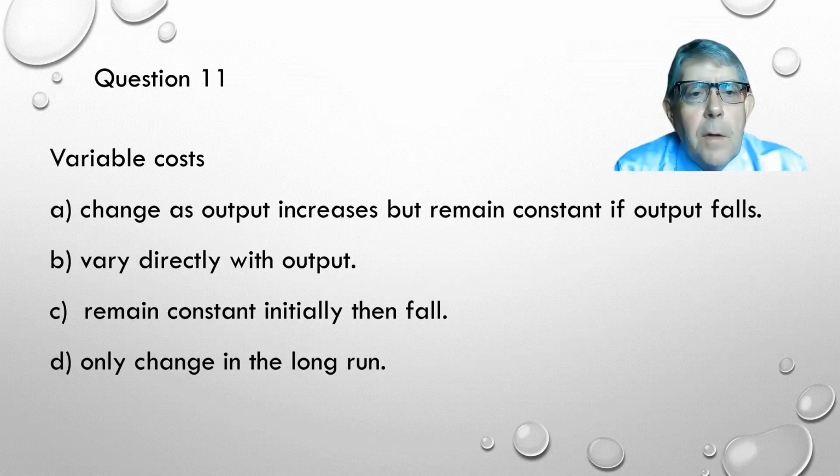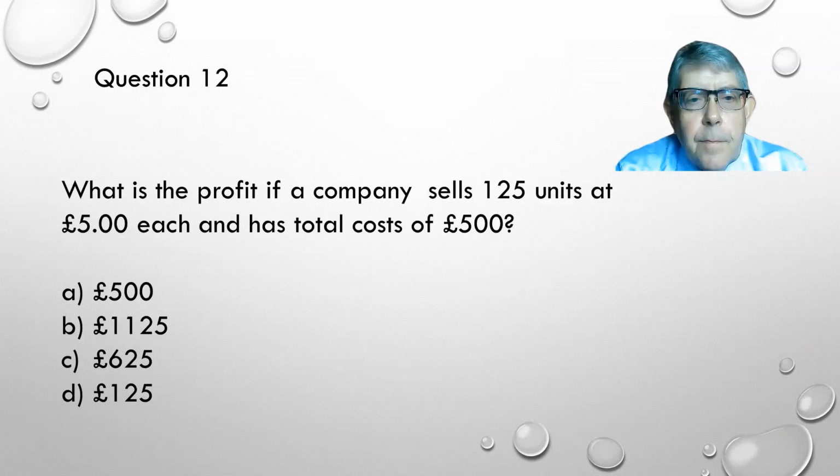Question 11. Variable costs. A, change as output increases but remain constant if output falls. B, vary directly with output. C, remain constant initially, then fall. Or D, only change in the long run. Question 12. What is the profit if a company sells 125 units at £5 each and has total costs of £500? Is it A, 500, B, 1,125, C, 625, or D, £125?